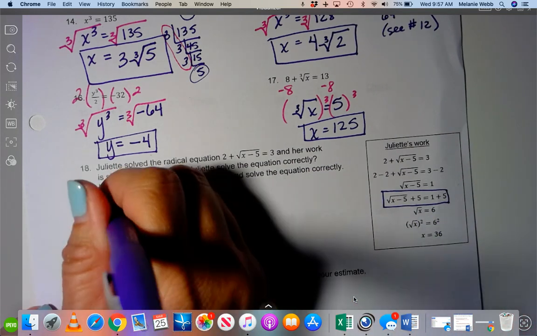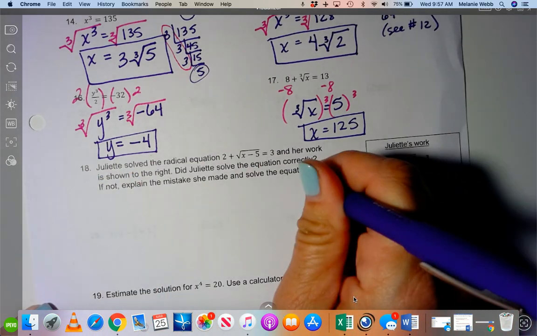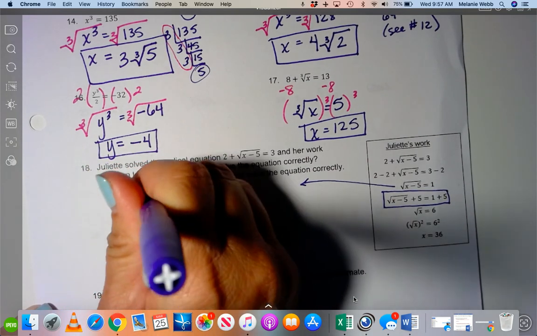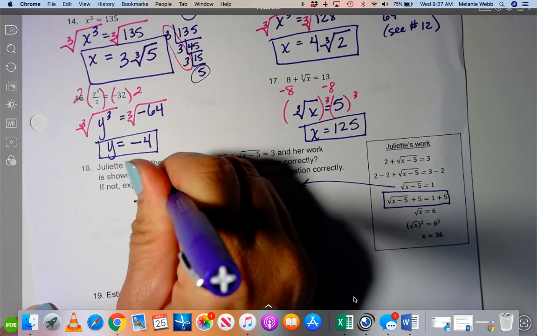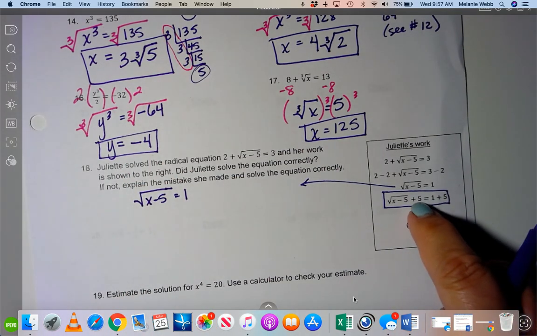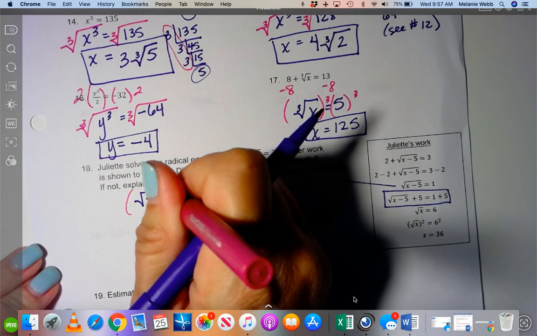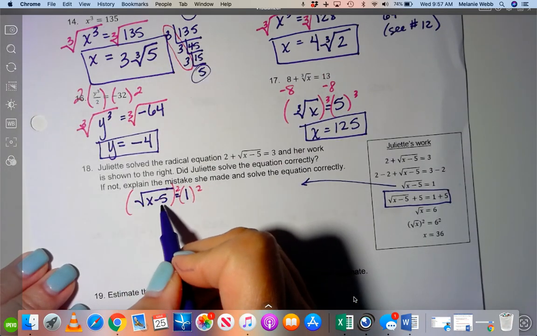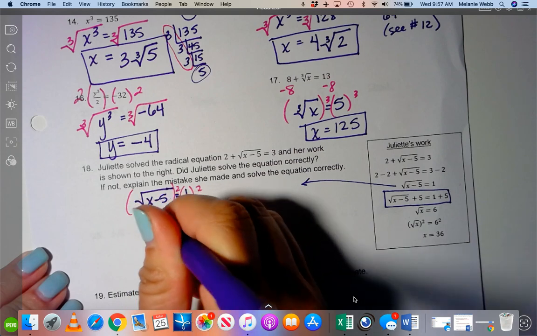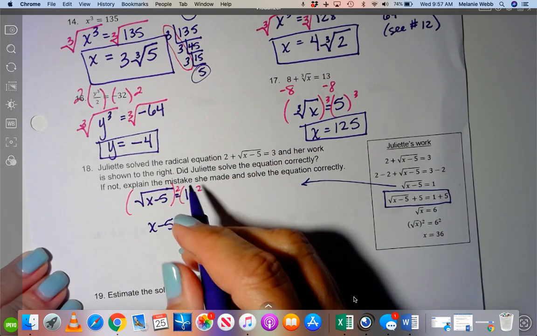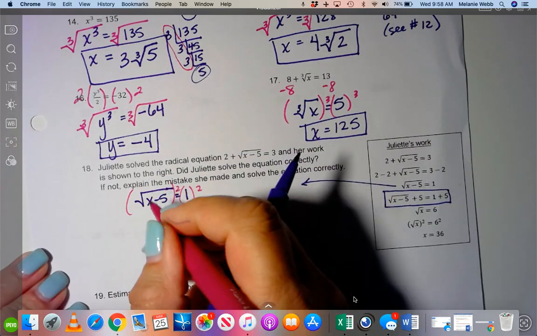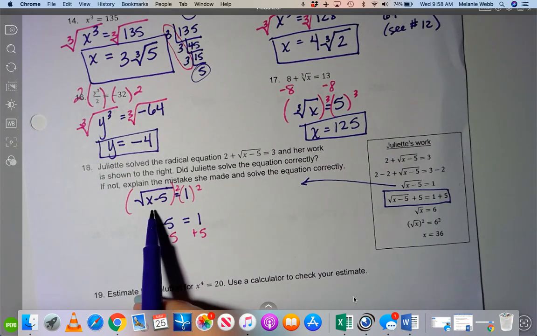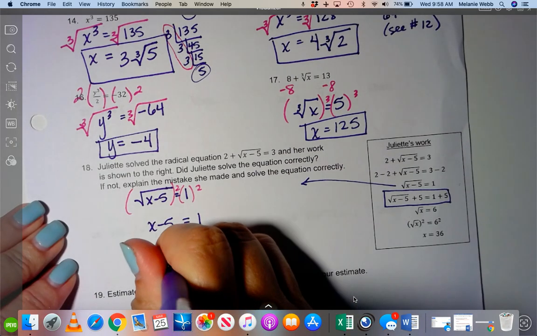So we're going to go ahead and start from where she left off, because that's where she sort of lost her way, right? So instead of adding 5 to both sides, we're going to go ahead and square both sides, do the inverse operation. So now I have what's left in the radical, x minus 5 equals 1 squared. And then add 5 to both sides. See, now I've sort of freed that minus 5 out of the radical, so I can actually add 5 to both sides. So I have x equals 6.